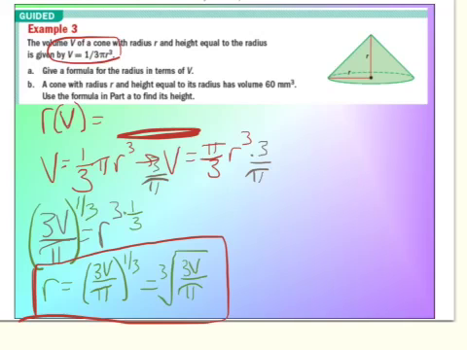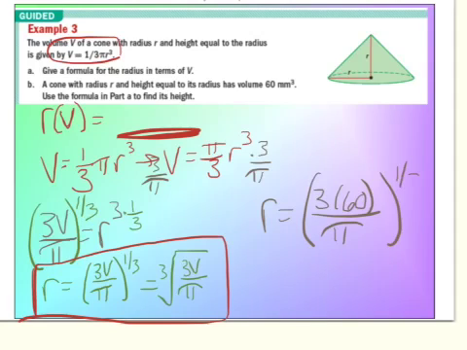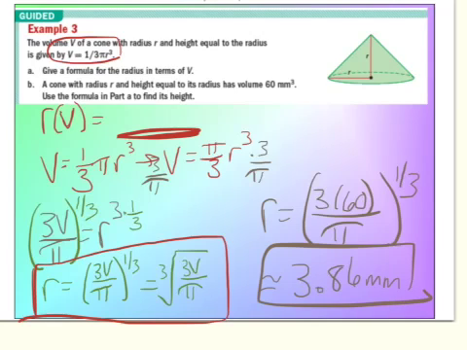So put 60 in for the volume, and you're going to say r is equal to 3 times 60 over pi. Get that answer and raise it to the 1/3 power. When you do that, we're going to get approximately 3.86 millimeters as the height of this particular cone. And that is covering objective number 4.